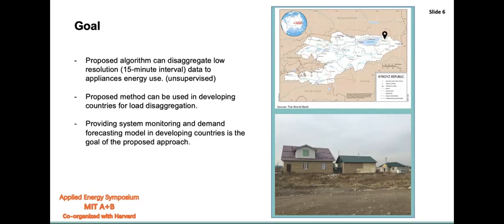So the goal of this study is to propose a model that can disaggregate low-resolution energy use signal to the end users without access to labeled data. And that is why we call this method unsupervised. And the proposed method also provides system monitoring and demand forecasting model in developing countries.